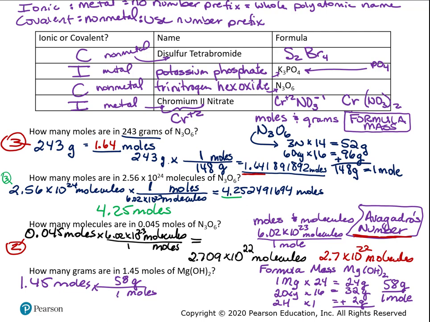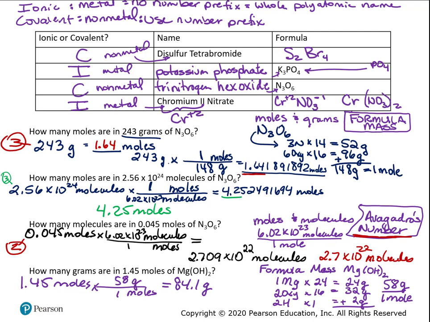So I take 1.45 times 58, because they're all across the top, and I get 84.1 grams. Now, what about significant figures? It's the same. So 1.45 moles, 3 significant figures, 84.1, 3 significant figures as well. So I'm set. I don't have to do any rounding. So those are equal significant figures.